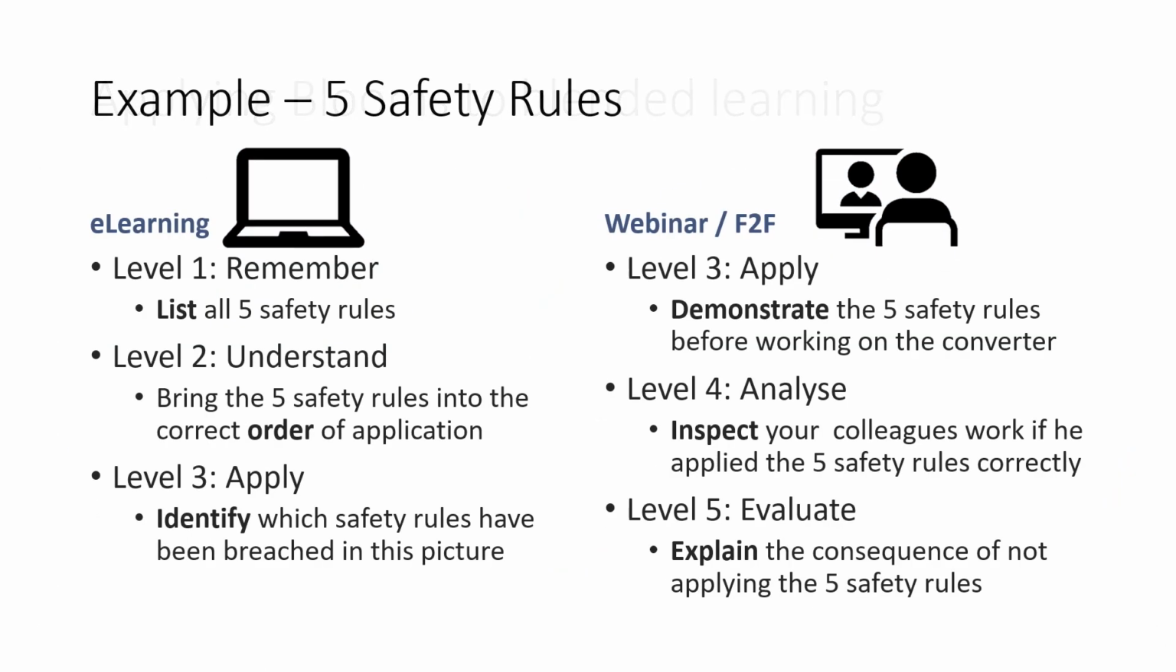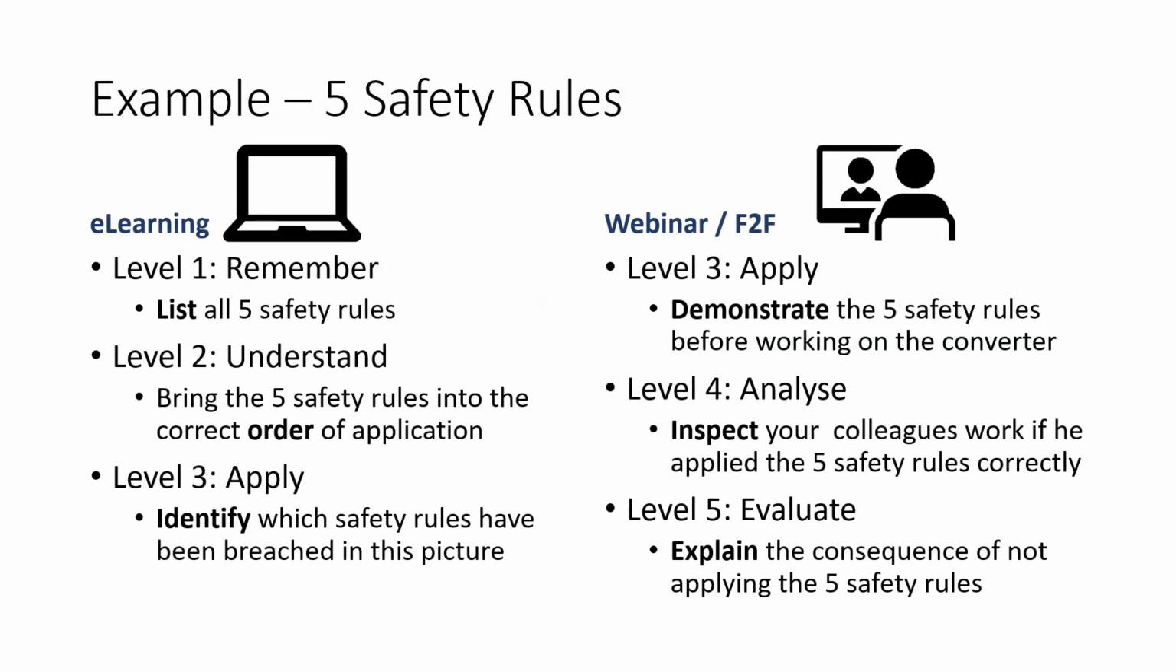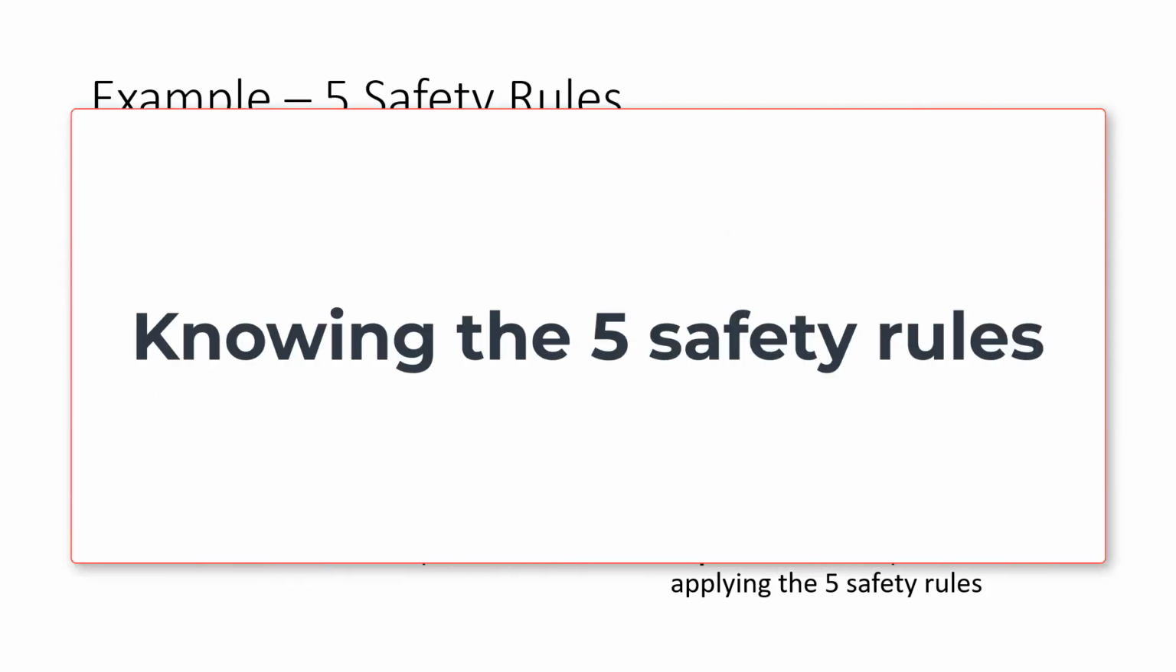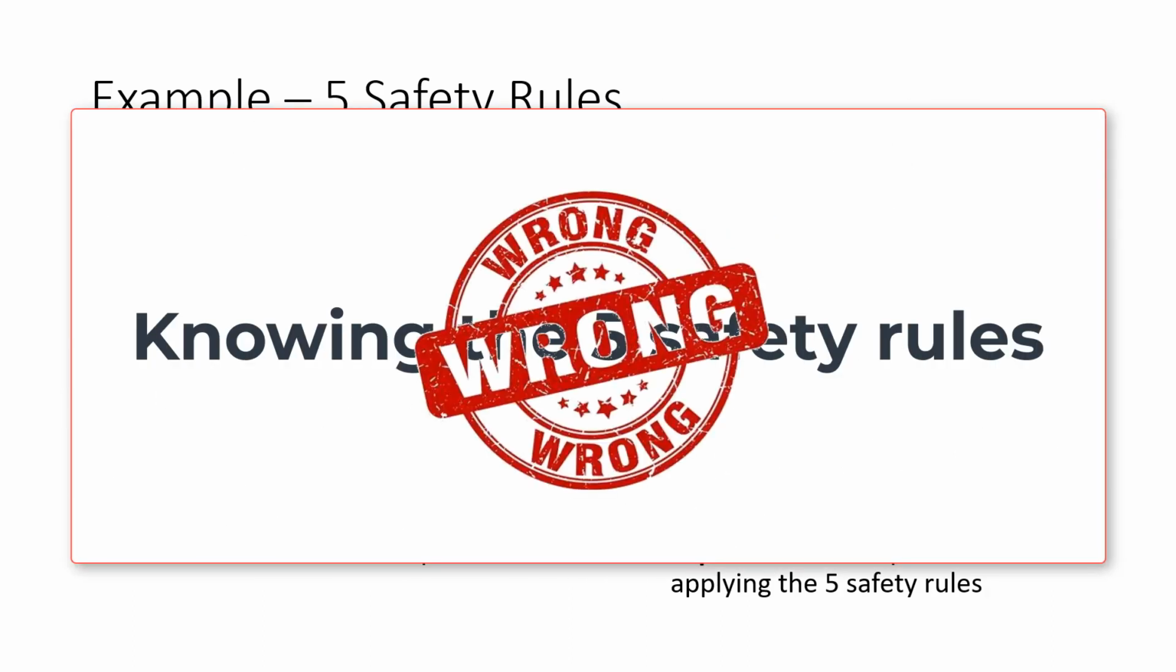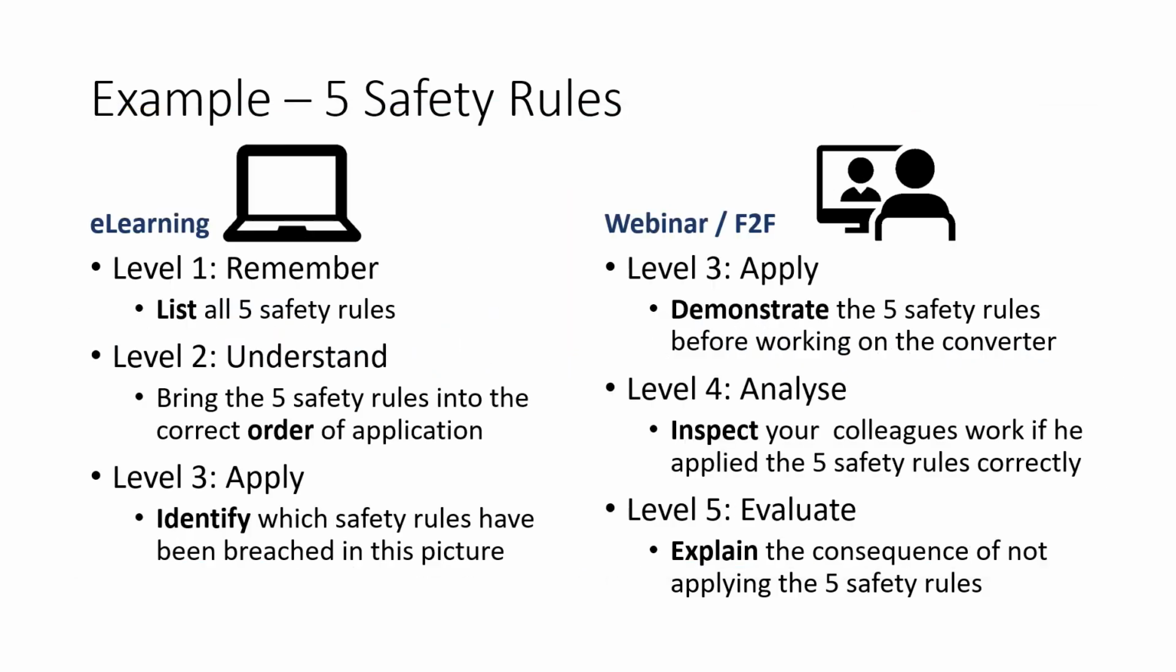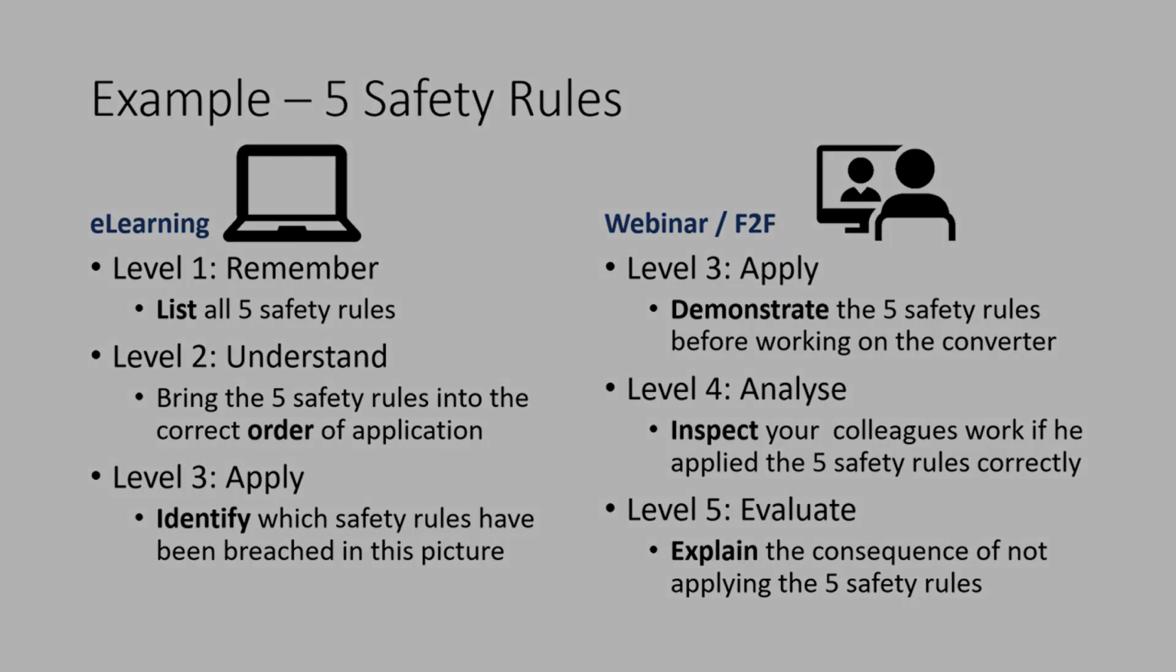I hope this example of the 5 safety rules makes it a bit clearer. By now you should know that a learning objective cannot be knowing the 5 safety rules. Instead, you can see here how the learning objective can be defined based on the level of knowledge or skill the learner must obtain. Do we just need the learner to remember? Or do we need them to be able to identify breaches of the 5 safety rules based on a given scenario? As indicated before, the webinars or face-to-face learnings begin where the e-learning stops.